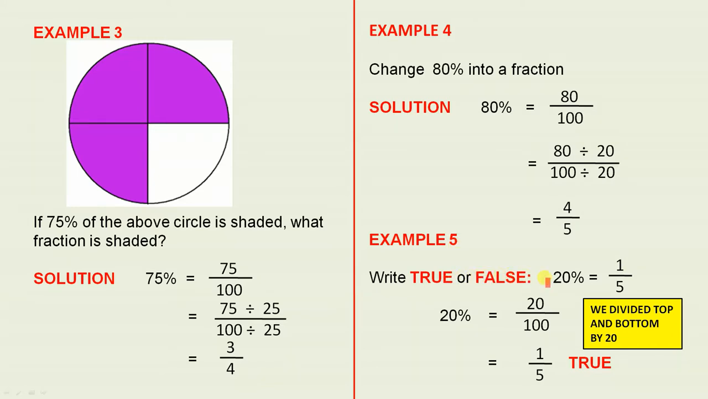Write true or false. 20% equals 1 over 5. Let's check. 20% equals 20 over 100. We divide top and bottom by 20. 20 divided by 20 gives you 1. 100 divided by 20 gives you 5. So the answer is 1 over 5, and that's true.